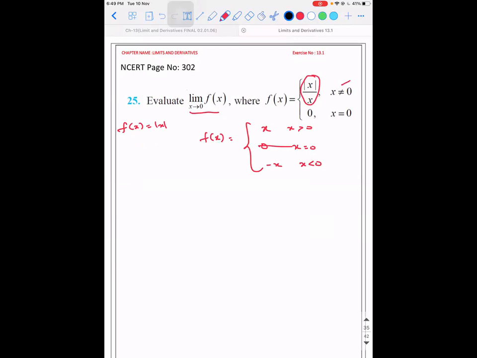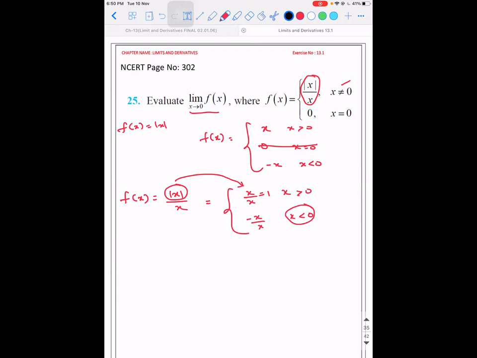So here if you see, the function is mod x by x when x is not equal to 0, which means this case is eliminated. So look at the way I'm going to define f of x is equal to mod x divided by x. So mod x is positive and denominator is x only. So when can I write mod x as x? When x is greater than 0. So mod x by x is nothing but 1. Correct? Similarly, minus x by x when x is less than 0, because when x is less than 0, mod x will be minus x.